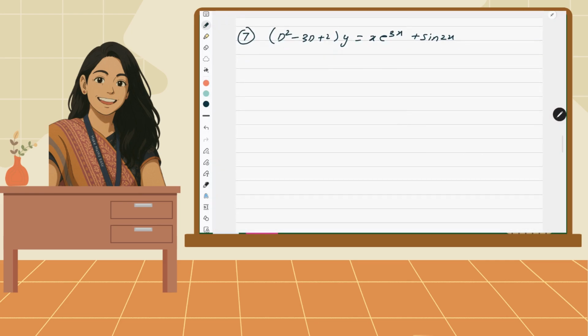Now let us solve this question. Now CF I am not doing, PI we will be doing, and we can observe that here PI has two parts. So PI 1 is equal to x e to the power 3x upon D square minus 3D plus 2. So this will be e to the power 3x, x upon D plus 3 square minus 3 into D plus 3 plus 2.